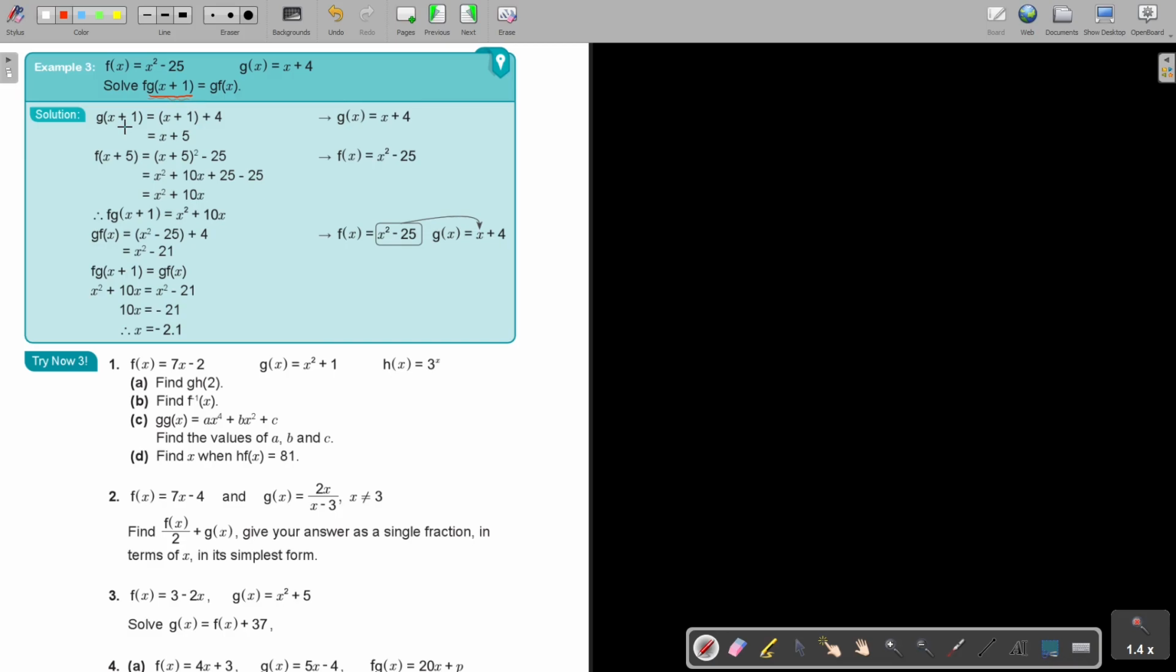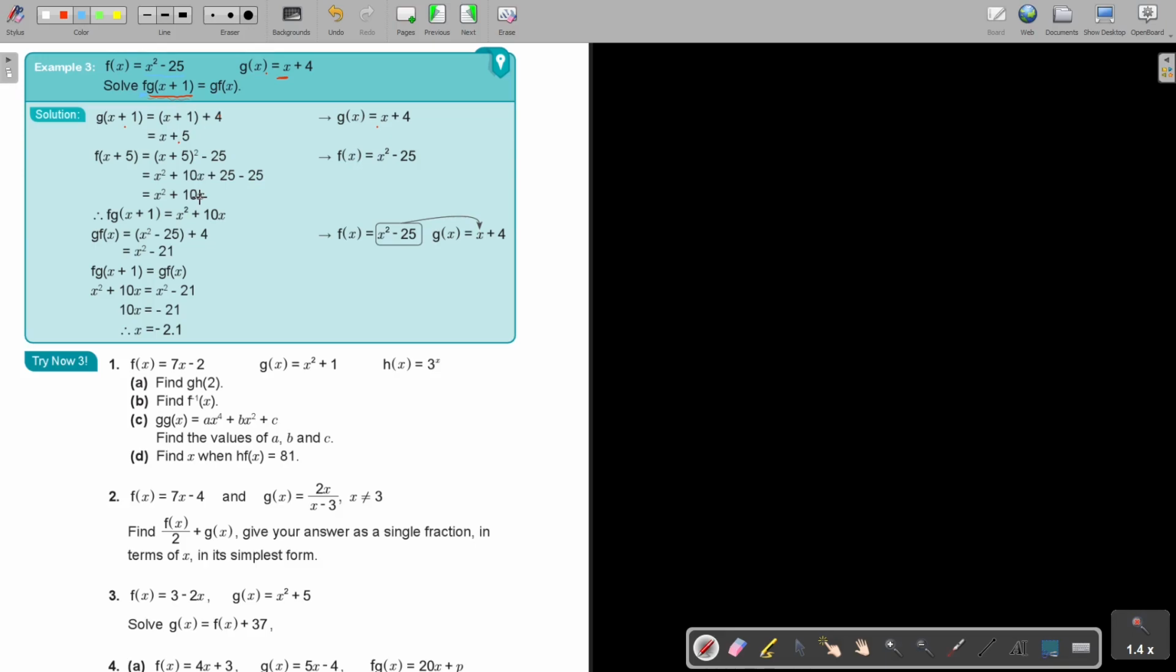So if I go to g and I put x plus 1 in there, plus 4, I'm getting this. And now I substitute it in f. So (x plus 5) squared minus 25. And then it's going to be x squared plus 10x plus 25 minus 25. And that is going to be x squared plus 10x.